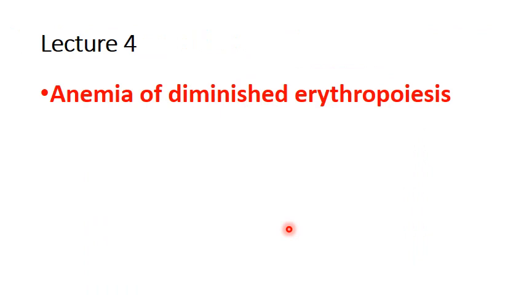Now we are coming to lecture 4, in which we will discuss the anemia of diminished erythropoiesis, including iron deficiency anemia, megaloblastic anemia, vitamin B12 deficiency, and aplastic anemia.